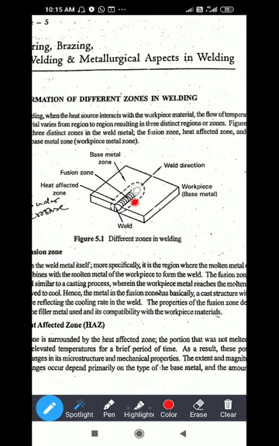Sorry, this is called the fusion zone. This is the first zone, that is called the fusion zone. Why is it called the fusion zone? Because the fusion phenomenon is occurring over here. What do you mean by fusion?